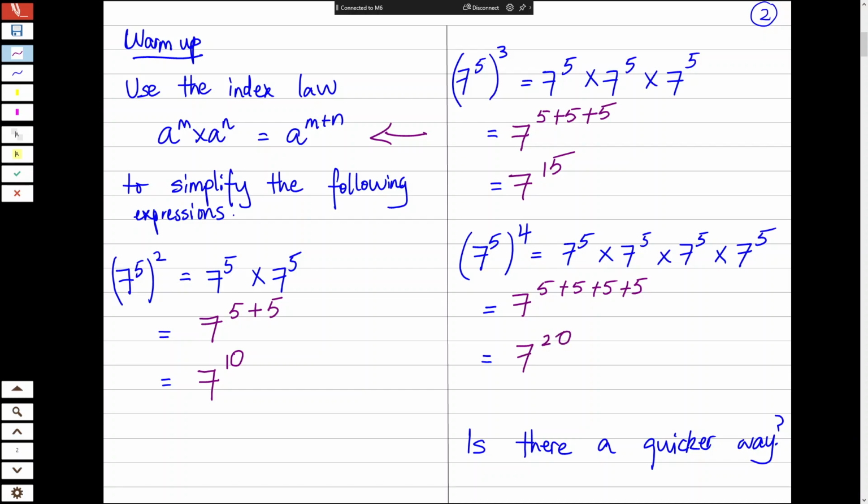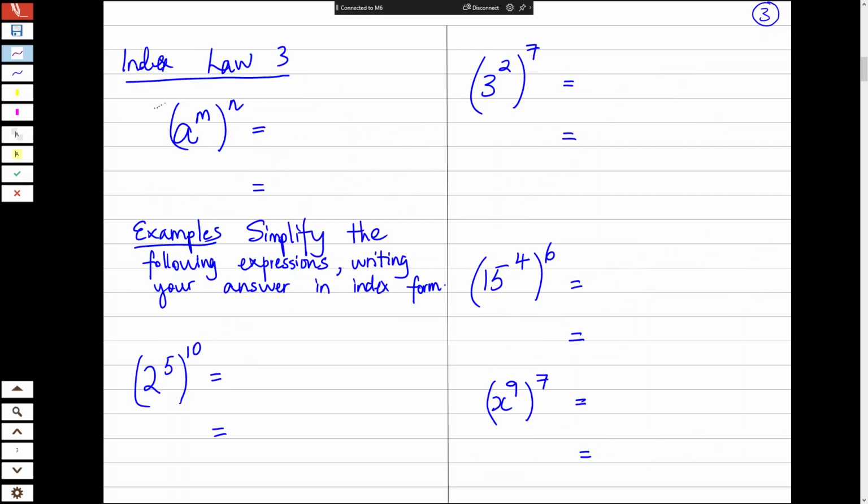Okay, so we actually did this law last year. I'm wondering whether I have to write the first line. Is there a quicker way that I can do this, Louis? You multiply the indices. Multiply the indices, that's it. Okay, so that's today's law, this one here. So notice I've got a number with an index, a to the power of n, written inside brackets, and then I take the whole thing and I raise that to another power.